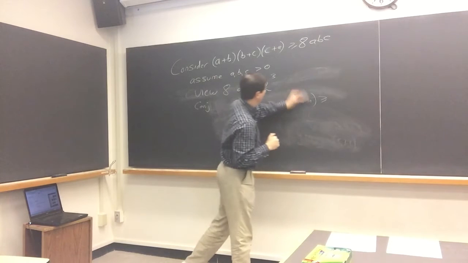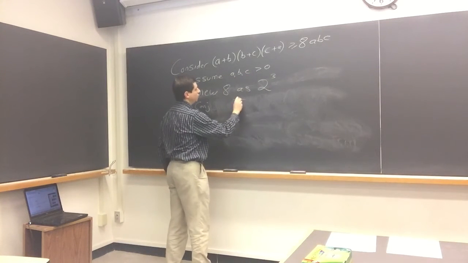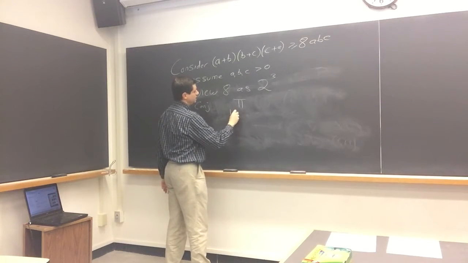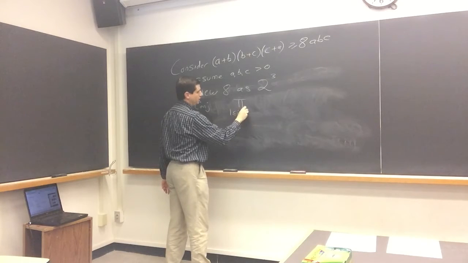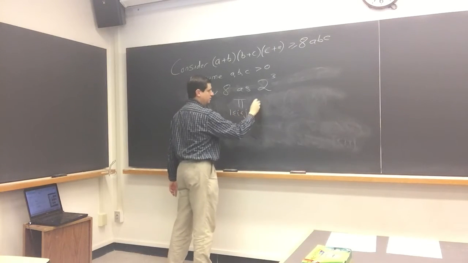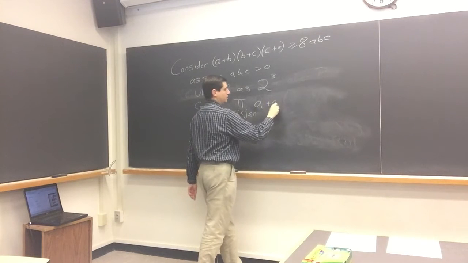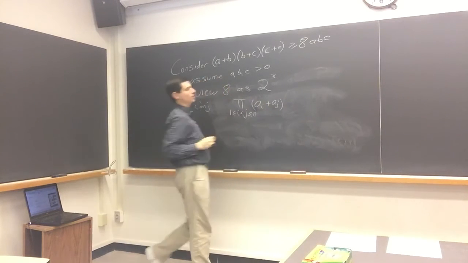So let me write it in a better way. The product, maybe 1 less than or equal to i, strictly less than j, less than or equal to n, of ai plus aj. Because when I'm writing it the other way, it's not clear how I'm ending.